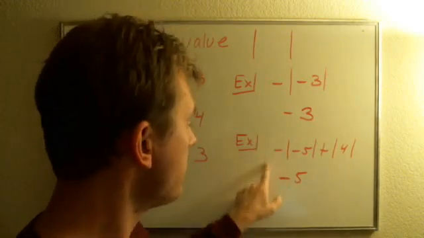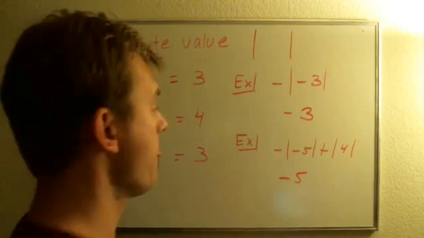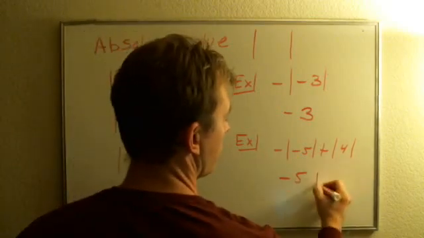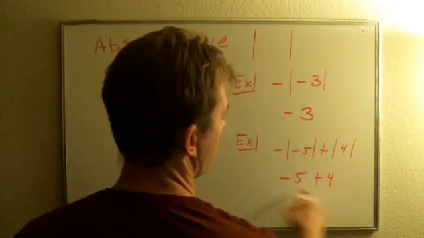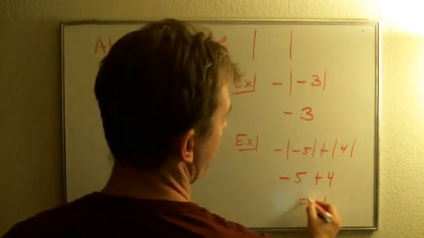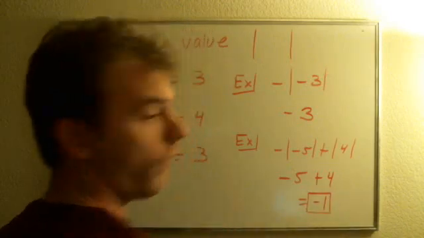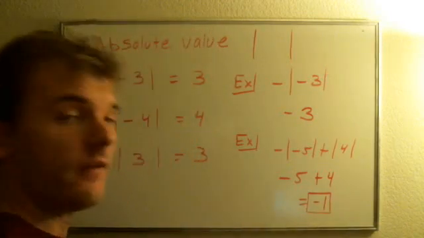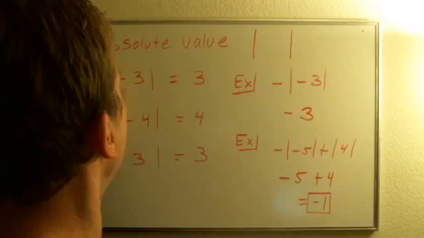But we have this negative come down. That's part of it. So keep going. Absolute value of 4 is 4. So now you can go -5 plus 4 is -1. So your answer is -1. And that's really all the absolute value is.